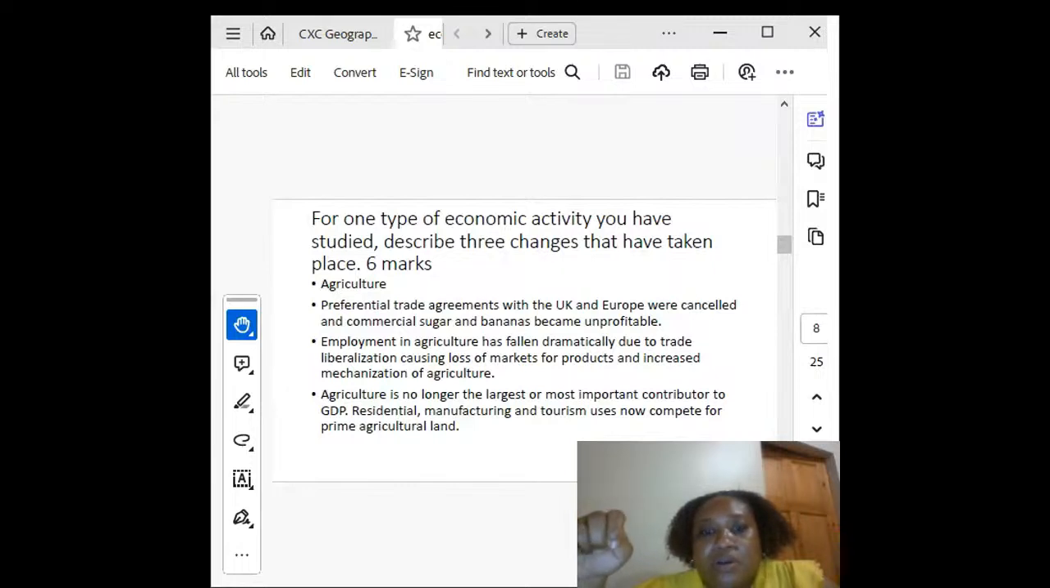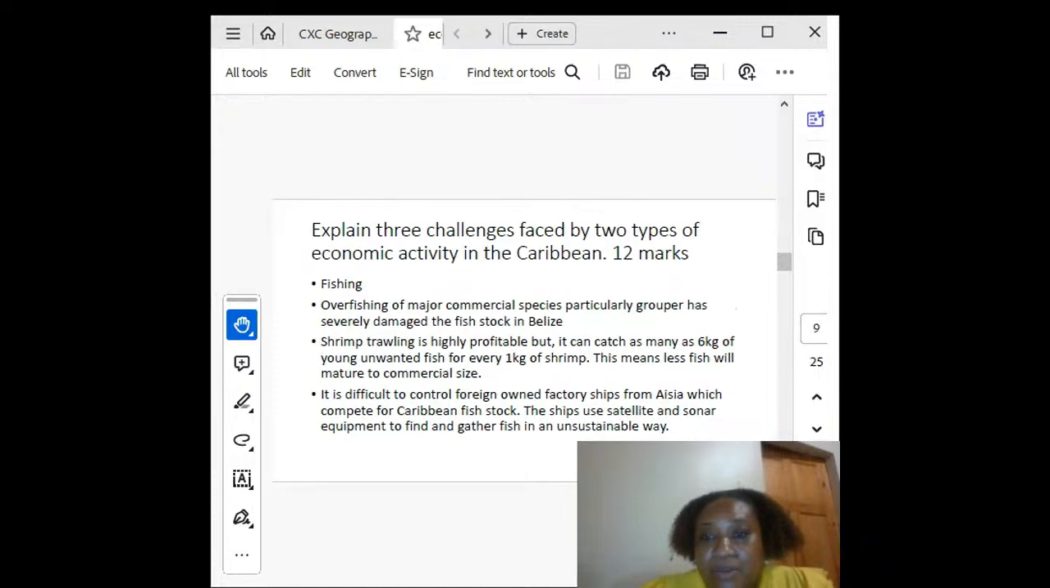Agriculture is no longer the largest or most important contributor to GDP in most countries. You have residential, manufacturing, and tourism uses, right, that are competing for land use. So, because manufacturing is becoming a big thing and tourism in the Caribbean, that is a competing land use, right? So, I guess this is the same thing in terms of fishing.